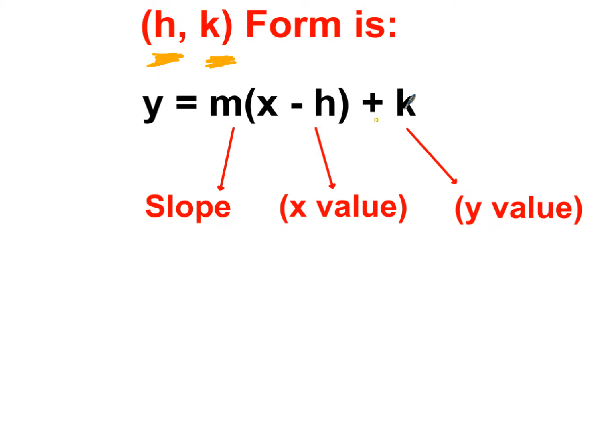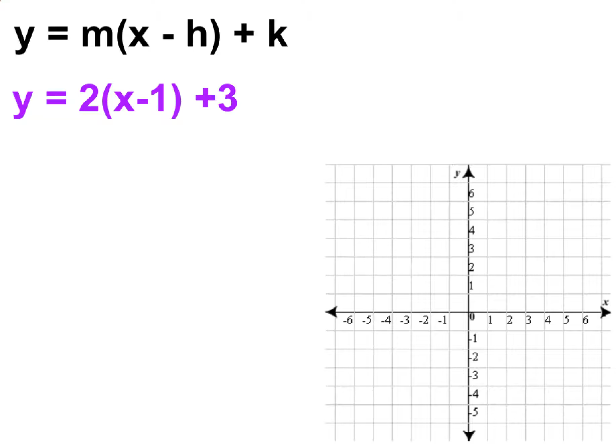Let's take a look at this format right here. We know we have our slope, we have the x value, we have the y value. Let's take a look at the previous example from the first slide. So here's HK form, and now I have my first example. What I want to do is pull the point out of here, start from there, and then just use my slope.